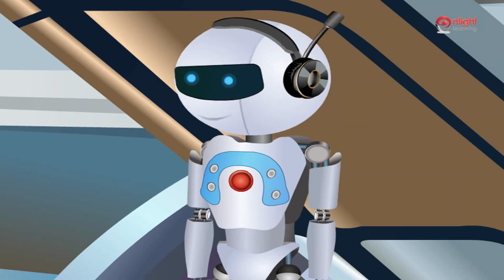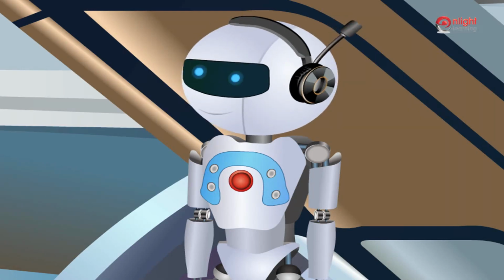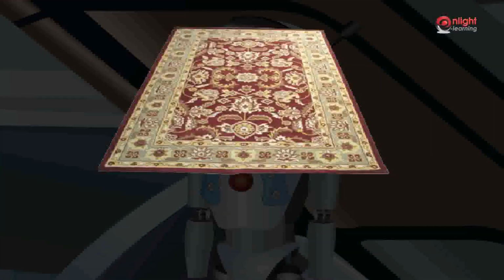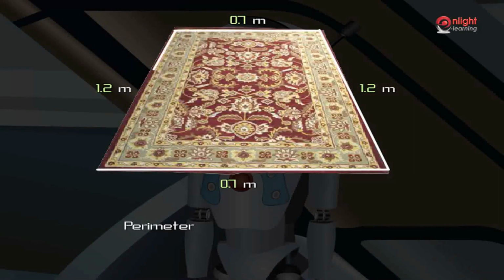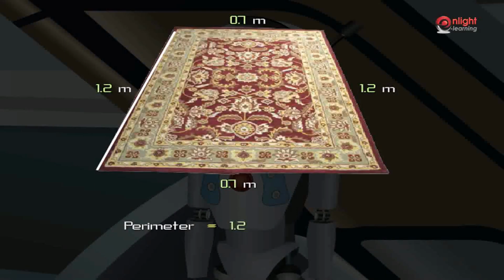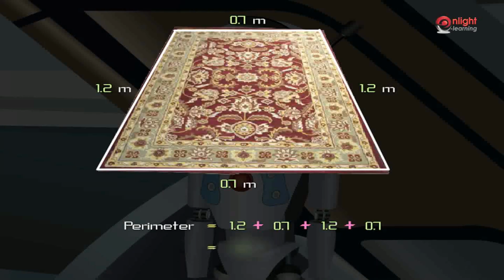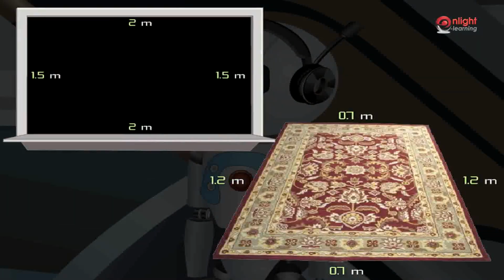Now let us consider another rectangular shaped object. For example, consider a carpet. The measurements of the carpet are as shown in the figure. Hence, the perimeter can be found by summing up the lengths of all the sides, which in this case is equal to 1.2 meters plus 0.7 meters plus 1.2 meters plus 0.7 meters is equal to 3.8 meters. In both the rectangular shaped objects, we note that the lengths of the opposite sides are the same. This is a unique feature of the rectangle.